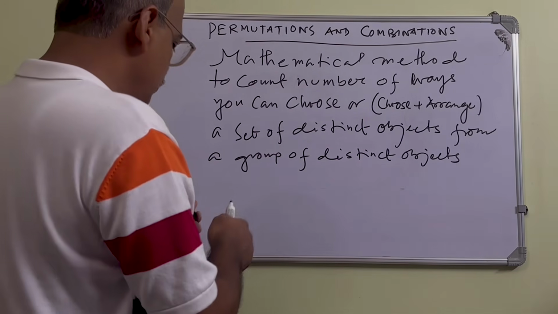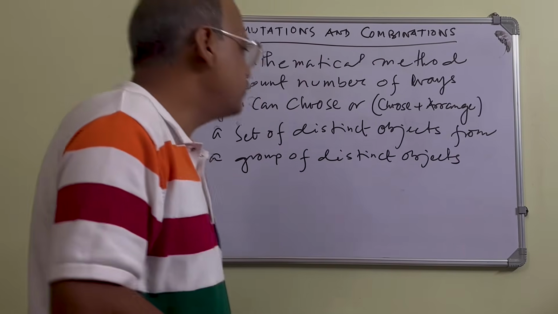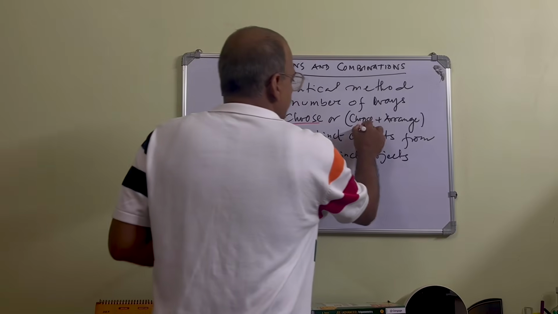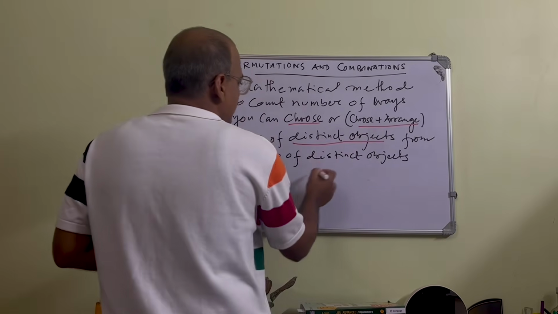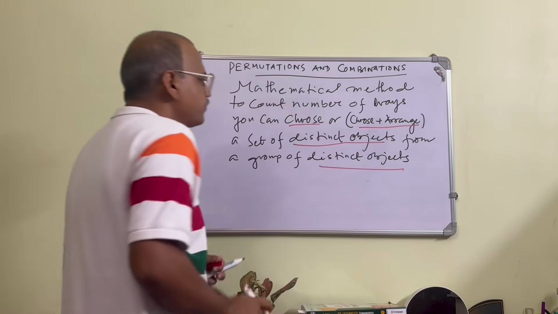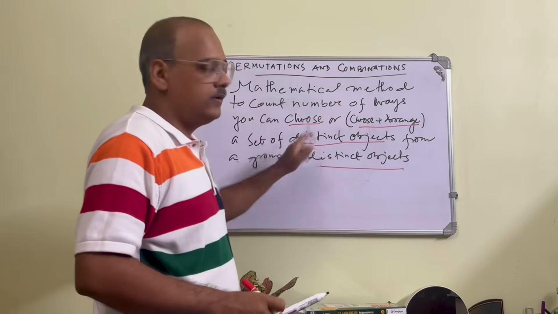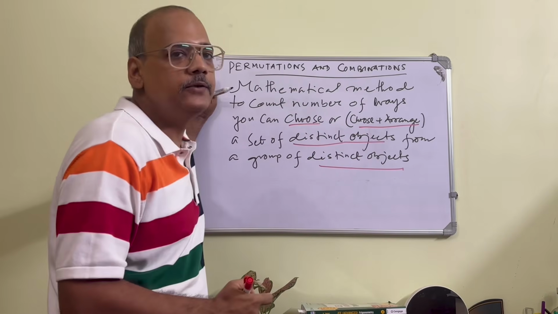A couple of things to remember here. Let me make a note of those important things: one is choose and arrange, and distinct objects. We'll explain everything at a later point when we go deeper into this.